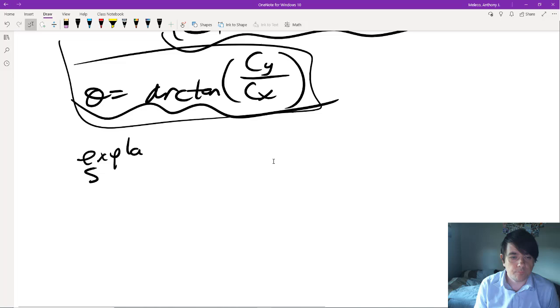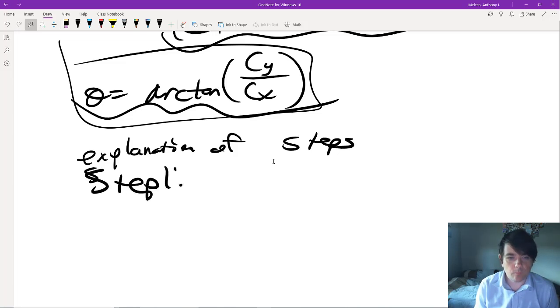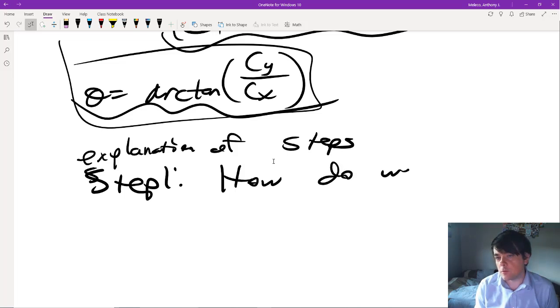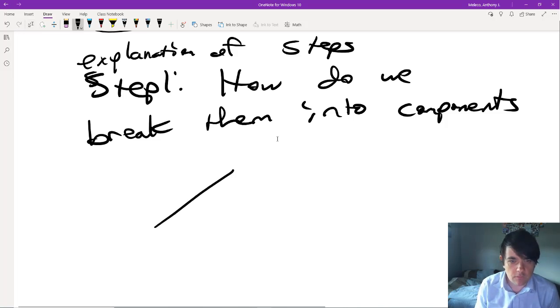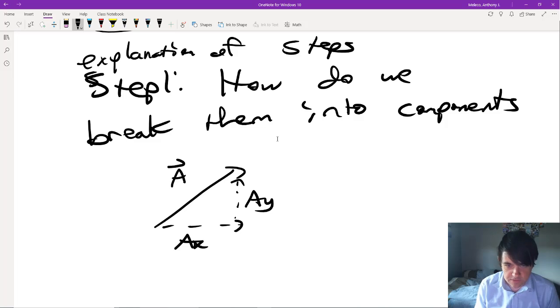So step one, how do we break them into components in the first place, right? I said, in step one, we just need to break A into AX and AY. Well, how do you actually do that? So, we have A. We have AX. We have AY. If you notice, this is a right triangle, right? So that's 90 degrees. This is some theta, okay?